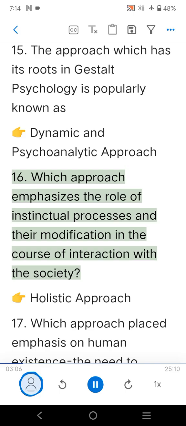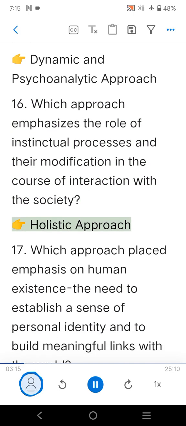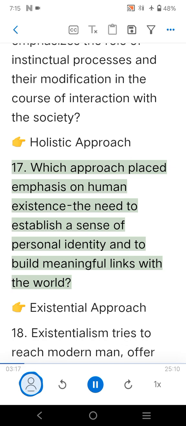holistic approach. 16. Which approach emphasizes the role of instinctual processes and their modification in the course of interaction with the society? Dynamic and psychoanalytic approach. 17. Which approach placed emphasis on human existence, the need to establish a sense of personal identity and to build meaningful links with the world?